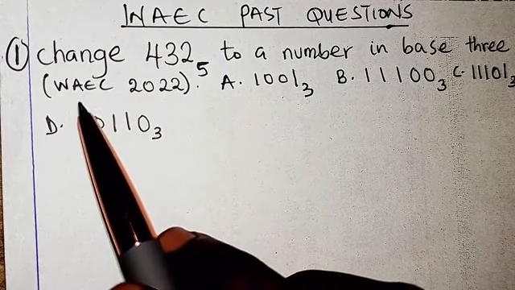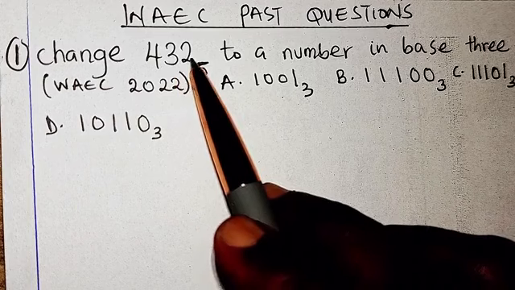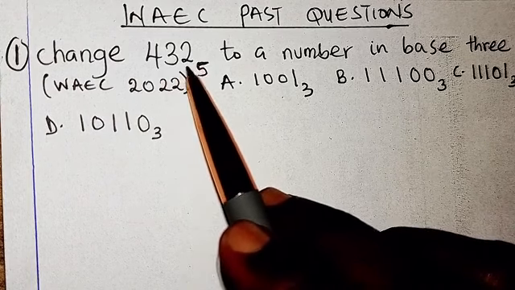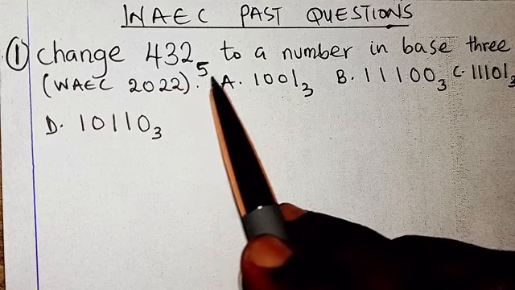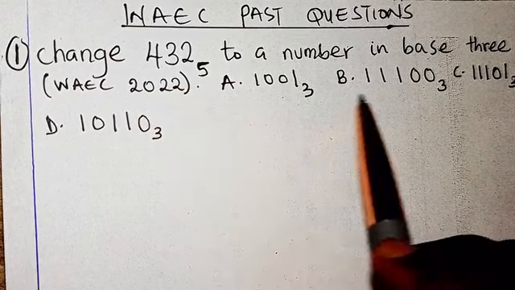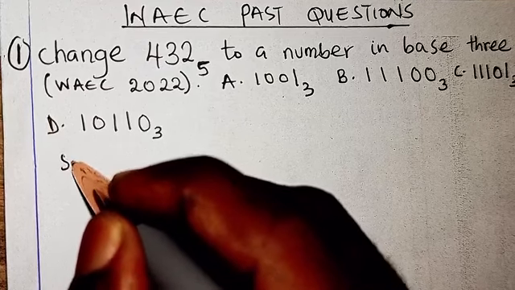So we have the question. The question said change 432 base 5 to a number in base 3. You don't need to say four hundred and thirty-two; you call it one digit after the other. This is WAEC 2022, and we have the options here. So how are we going to do it? I'm going to start now.